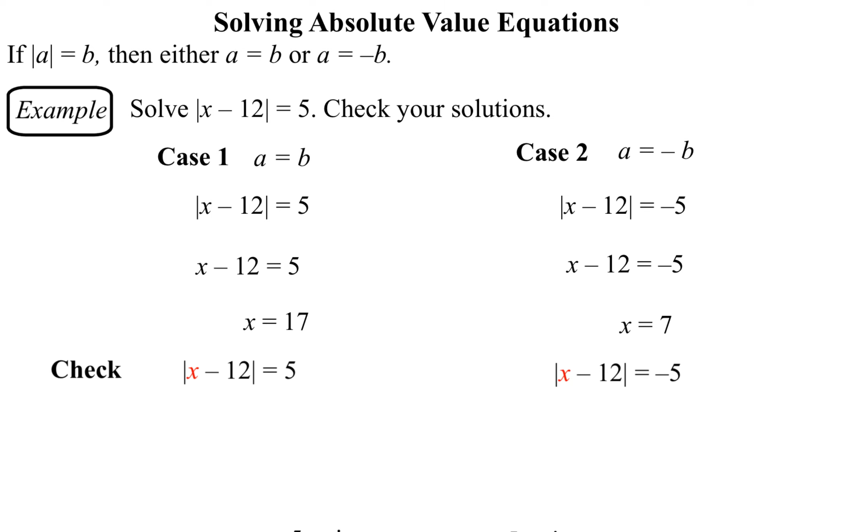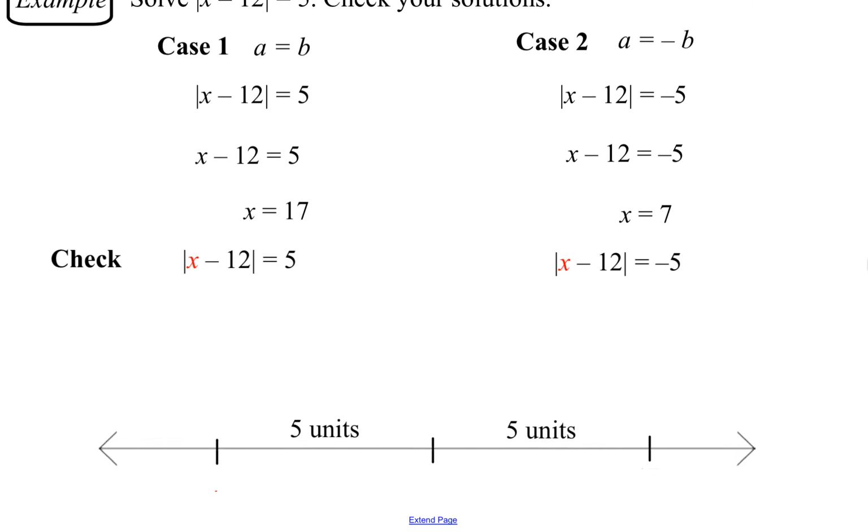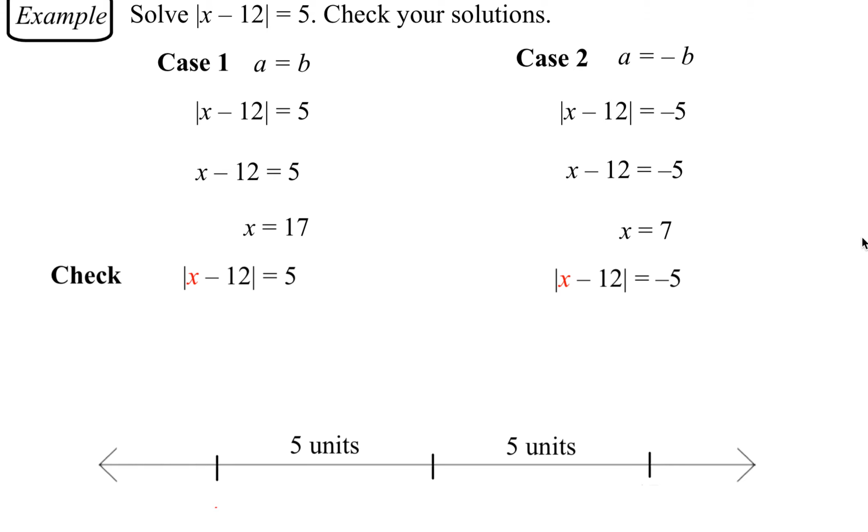Now one of the things that we have to do is we always have to check our solutions. And that will make more sense as we go here. I'm going to show you an example of why we have to check later. They don't always work. So on the left-hand side for case 1, if we plug in a 17, we get the absolute value of 5 equal to 5, which works. And on the right-hand side, we get the absolute value of -5 equal to -5, which also works.